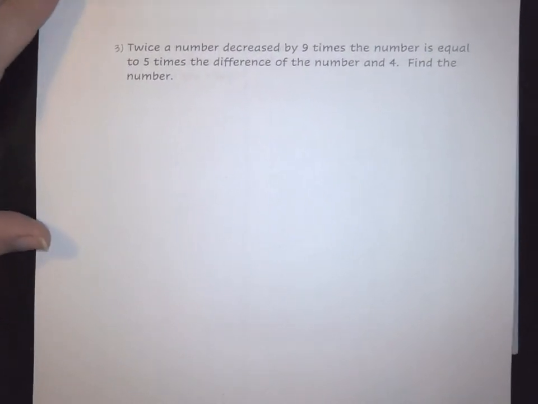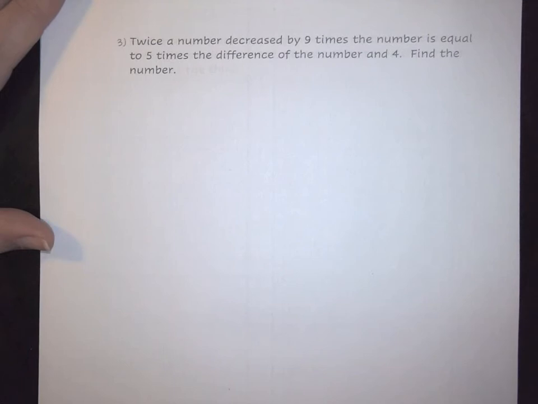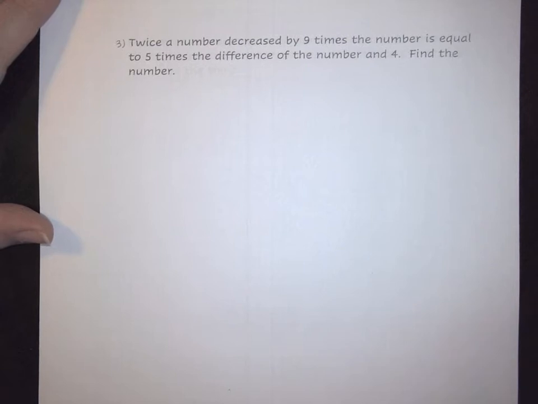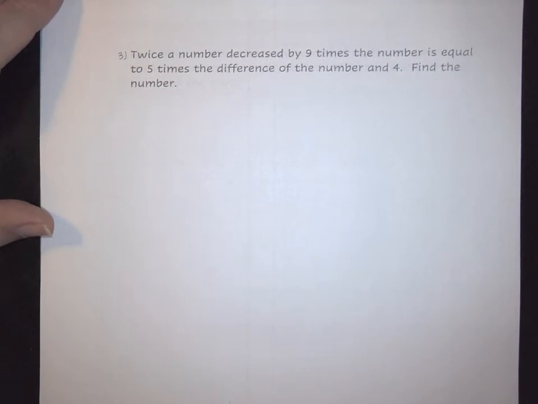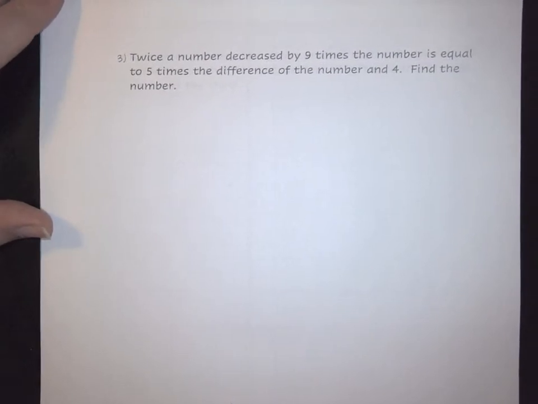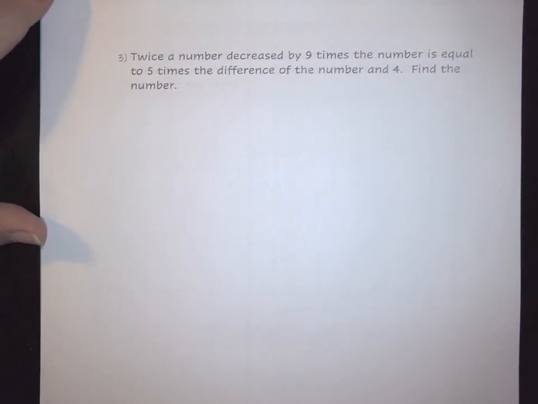Alright, let's look at something a little bit different. Here we have: twice a number decreased by 9 times the number is equal to 5 times the difference of the number and 4. So that's a lot of information. What you have to be able to do with a problem like this is unpack it piece by piece.